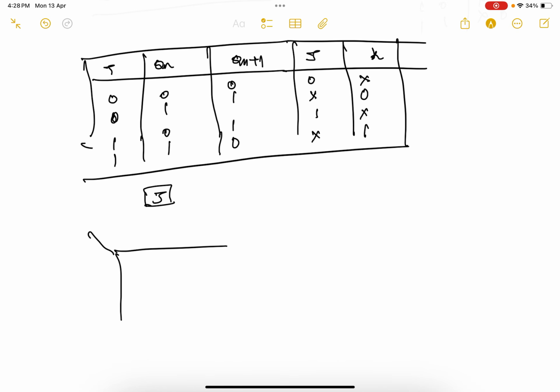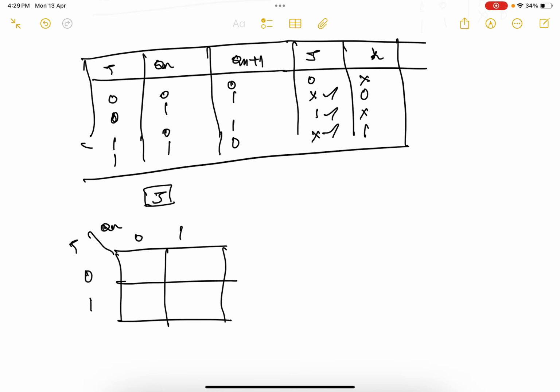So if we draw for our J, it is a 2 cross 2 variable map. T and Qn can be either 0 or 1. So now we have the output at 3 locations. That is, 01 is x, 1 0 is 1, and 11 is x. So this is the only thing. So J is nothing but T.